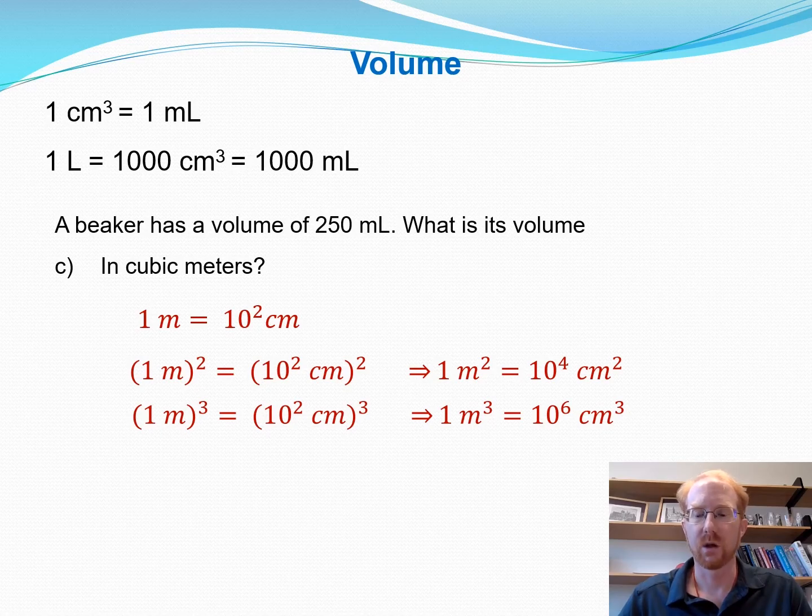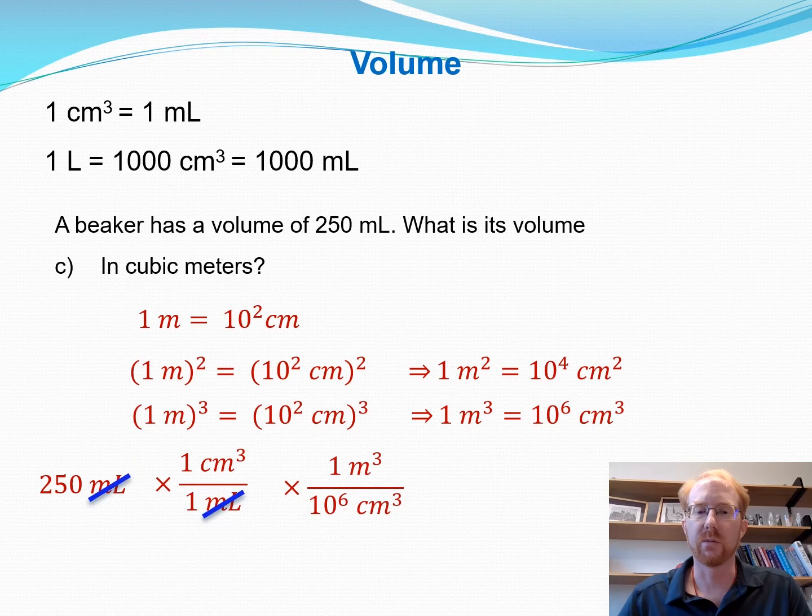So now that I've built my conversion factor, I can go through. Now I've got a value for cubic centimeters and cubic meters. So I have 250 milliliters. We'll convert that to cubic centimeters, a one-to-one conversion there, so the milliliters will cancel. And now we've constructed our conversion from cubic centimeters to cubic meters. 1 cubic meter is 10 to the 6th cubic centimeters. And now our cubic centimeters disappear. I'm left with cubic meters, where I want to end up.